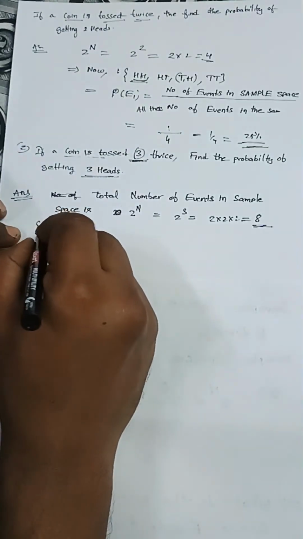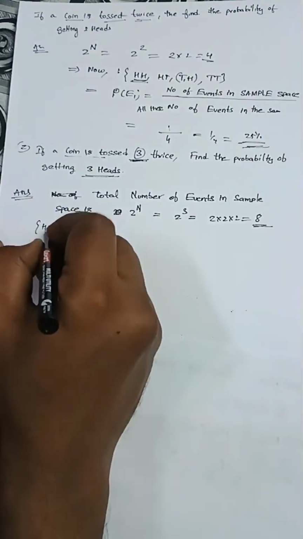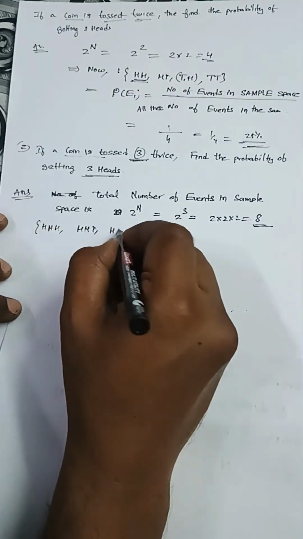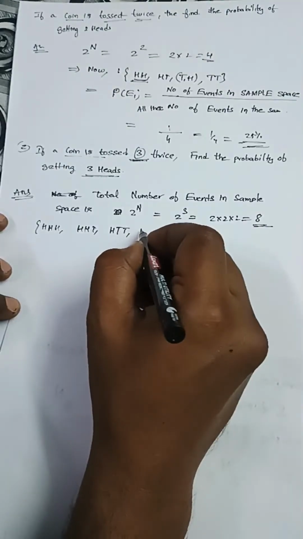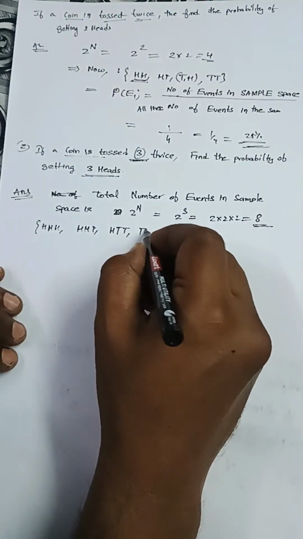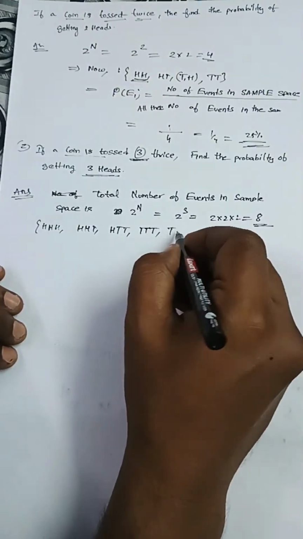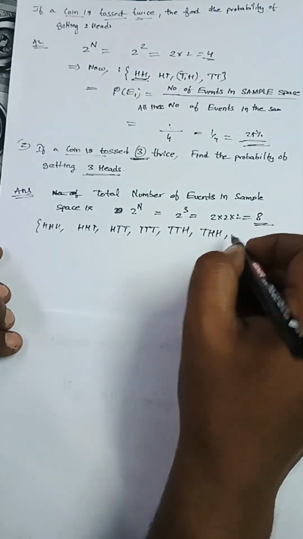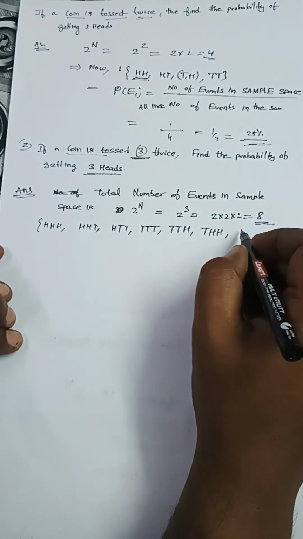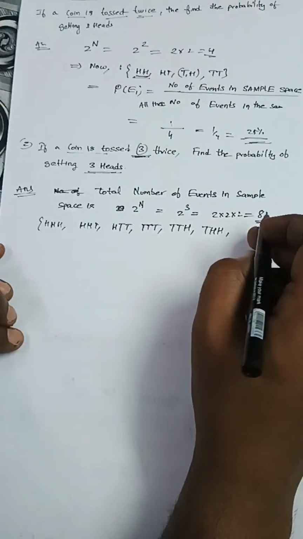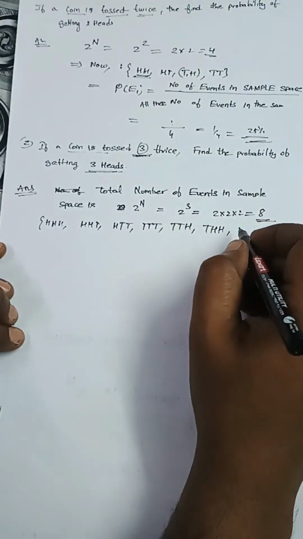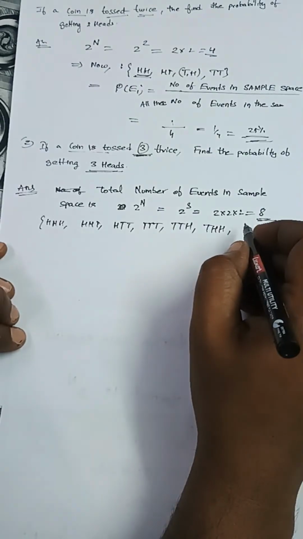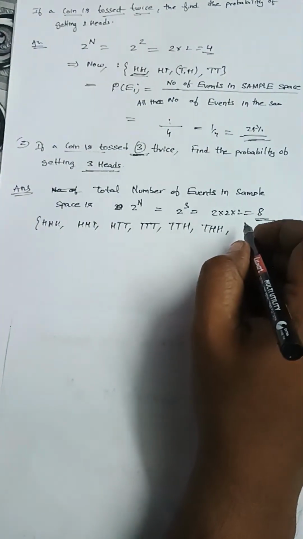See, in this sample space we have 8 outcomes. So what are those? Head, tail. Another one is head, tail. Another one is tail, head. Another one is tail, head. Another one is what? Can't see. Just zoom. Okay.